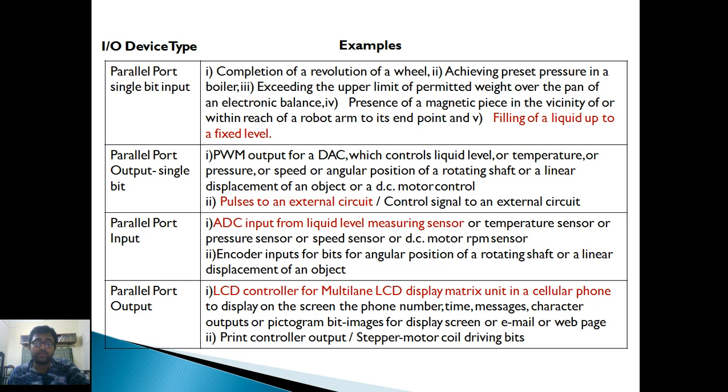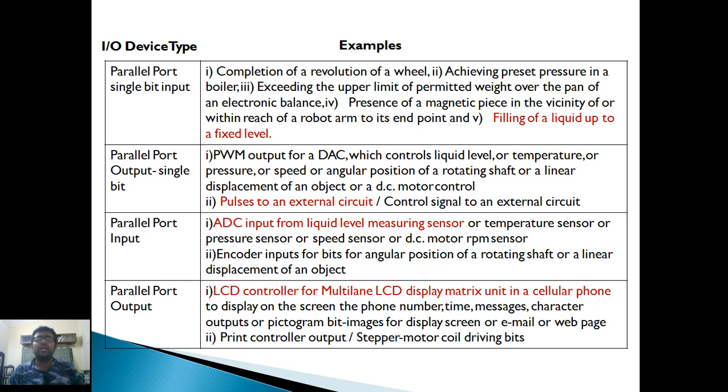Encoder inputs for beats for angular position of a rotating shaft or a linear displacement of an object. Parallel port output. LCD controller for multi-line LCD display matrix unit in a cellular phone to display on the screen the phone number, time, message, character outputs or pictogram, bit images for display screen or email or web page. Print controller output, stepper motor coil driving bits for parallel port output.